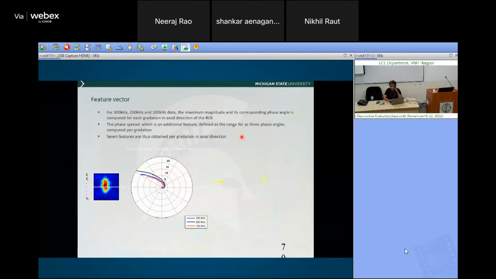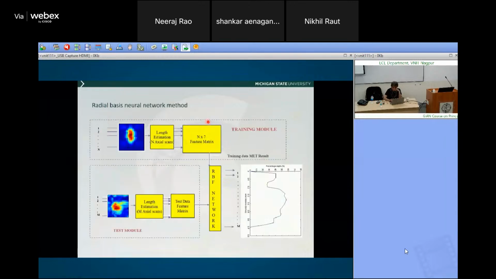Basically, we looked at multi-frequency eddy current signals and extracted a lot of features: how the signal trends at different frequencies, the amplitude, the peak amplitude, the phase, and all that. And we trained the neural network. This is the training part. And then once it is trained, we put in a test signal.